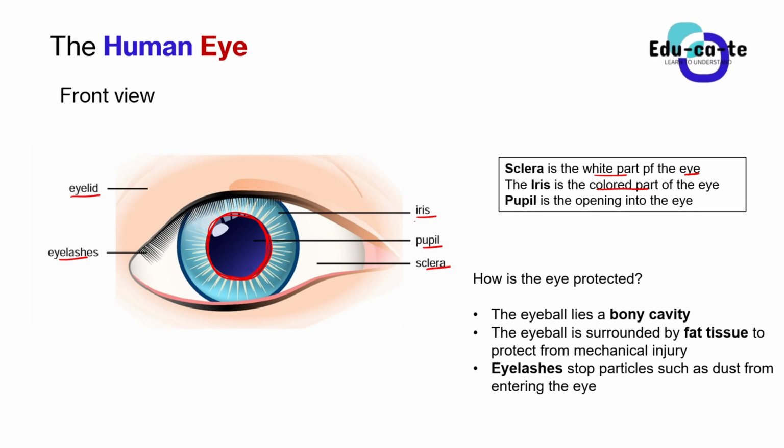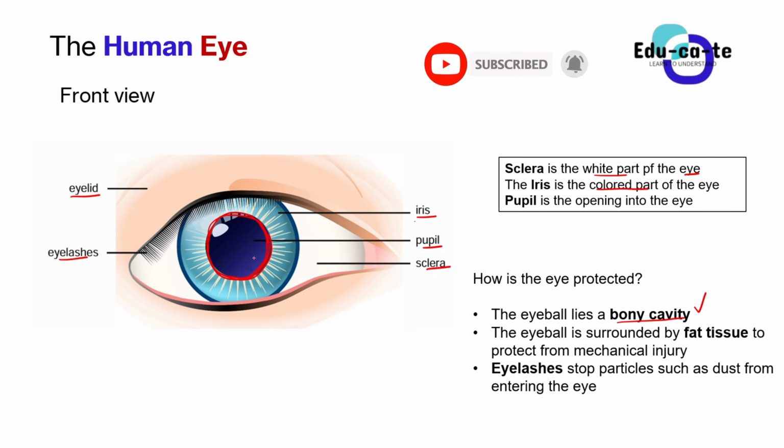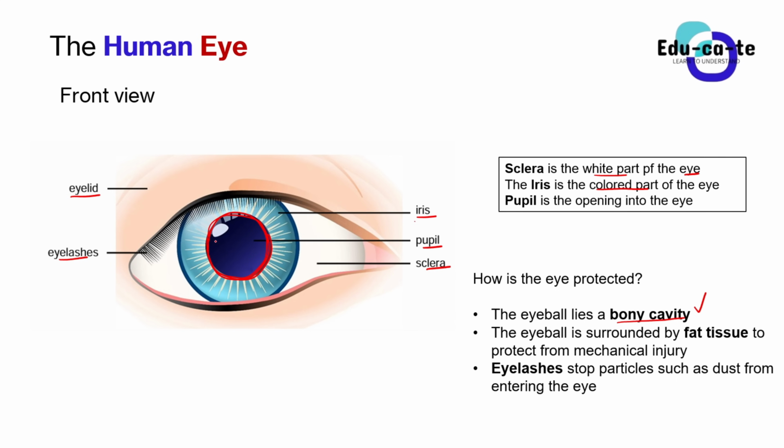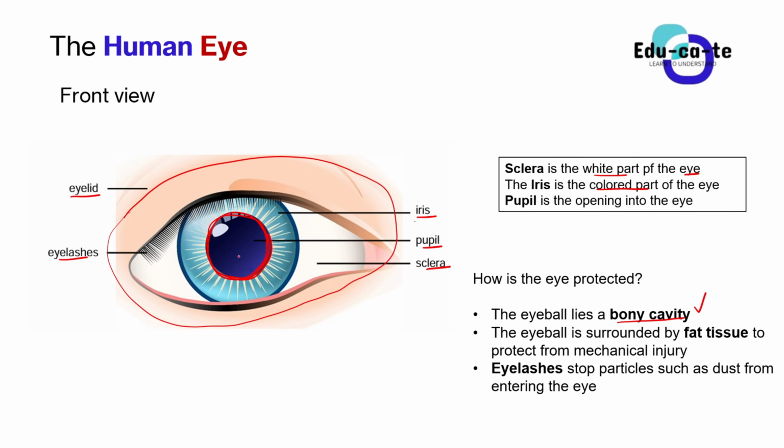Furthermore, you need to know how the eye is protected. The eye is protected using a couple of defenses from mechanical injury. The eyeball lies inside the bony cavity. When you look at the skull of a human being, there is actually a hole where the eye sits. So the eyeball is hidden inside that hole, surrounded by bones around it.